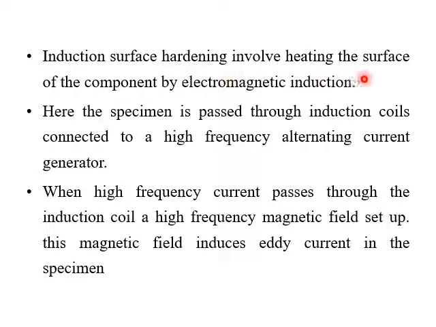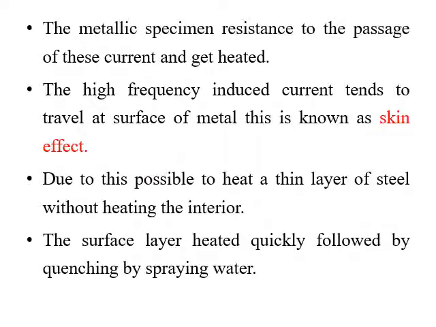Induction surface hardening involves heating the surface of the component by electromagnetic induction. The specimen is passed through the induction coils connected with the high frequency. When the high frequency current passes through the induction coil, a high frequency magnetic field is set up. This magnetic field induces eddy current in the specimen, which leads to the heating up of the specimen. The high frequency induced current tends to travel at the surface of the metal and is known as the skin effect. Depending upon the frequency of the current, it controls the depth which you are going to get in the surface of the specimen.